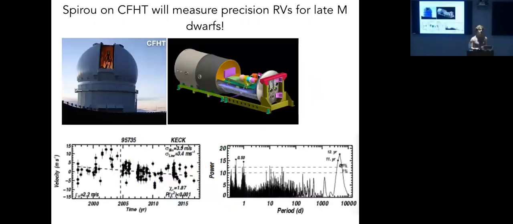Fortunately, there are some new instruments coming online right here on Mauna Kea. In particular, Spirou on CFHT will measure precise RVs for late M dwarfs. And here are some Keck RVs of a standard star M dwarf. Hopefully we would be able to benchmark Spirou and IRD on Subaru and any other new near-infrared spectrographs against standard stars. Ideally, what I'd like to do is get measurements on all these instruments on the same nights, so we can actually see how the RV jitter varies in the infrared versus the optical.